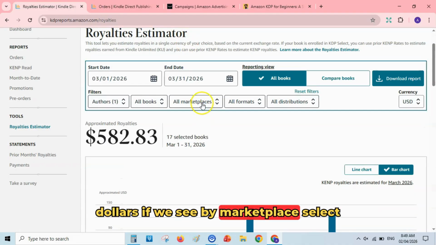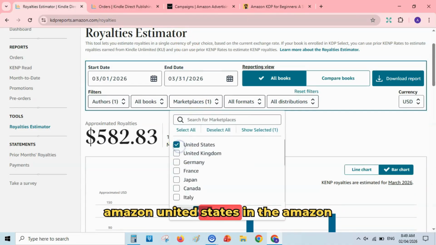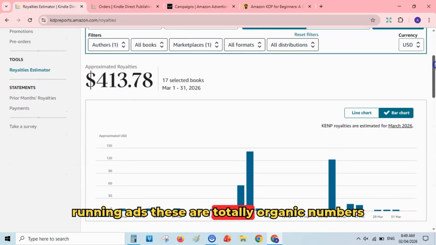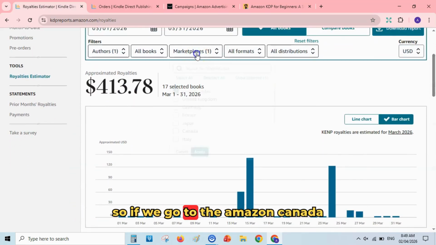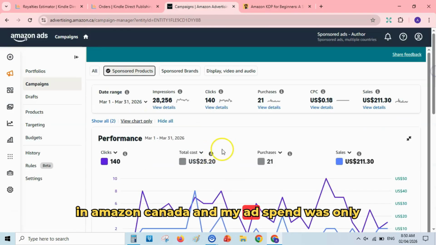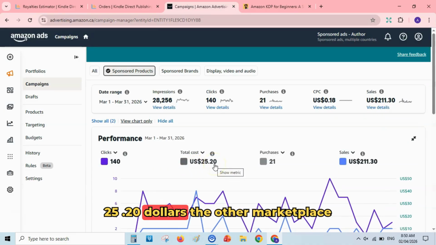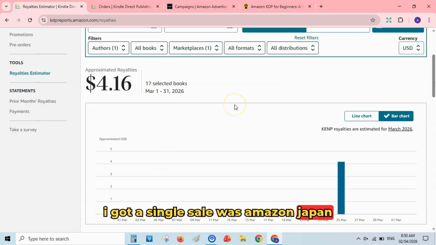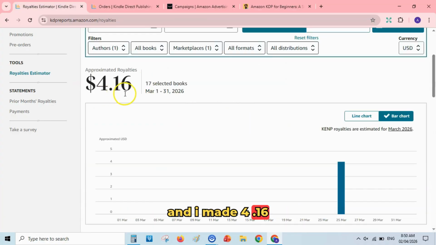If we see by marketplace, select Amazon United States. In the Amazon USA or Amazon.com, I made a total of $413 without running ads. These are totally organic numbers. So if we go to the Amazon Canada, I made a total of over $164 in Amazon Canada, and my ad spend was only $25.20. The other marketplace I got a single sale was Amazon Japan, and I made $4.16.